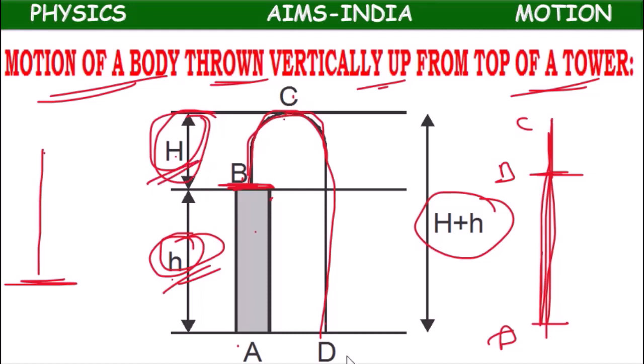During the downward journey, the total distance covered will be capital H plus small h.